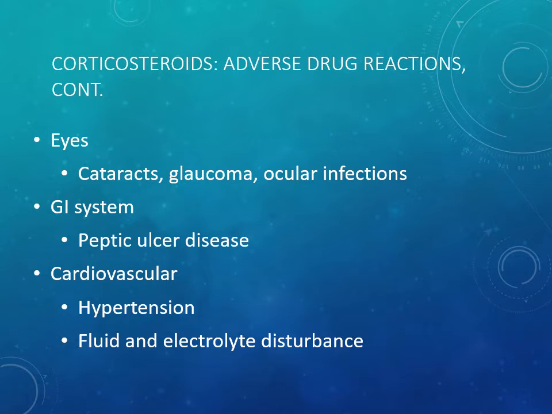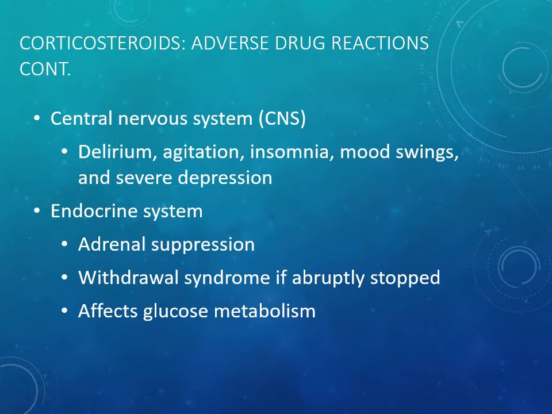Peptic ulcer disease was also mentioned in cardiovascular as well. Central nervous system changes: delirium, agitation, insomnia, mood swings, and depression. Endocrine system, we know that it can cause adrenal suppression, and withdrawal can occur if they're abruptly stopped. So we always taper, and it also, as I mentioned, affects glucose metabolism.